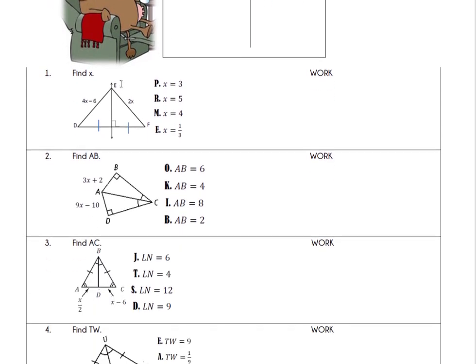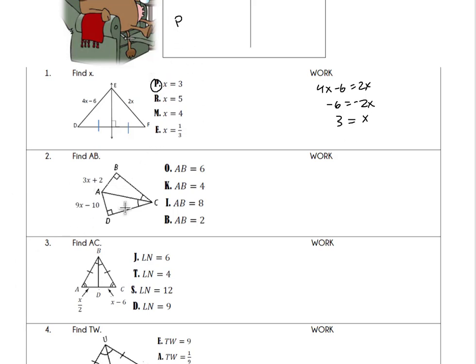So these, let's see what we have. They're showing us that this is a perpendicular bisector. So 4x minus 6 is going to be equal to 2x. Take 4x away from both sides. Minus 6 is equal to minus 2x. Divided by negative 2, x is equal to 3. So P goes in the first box.